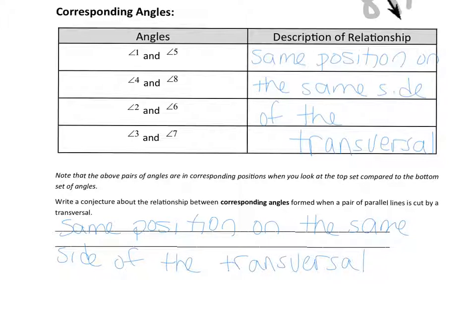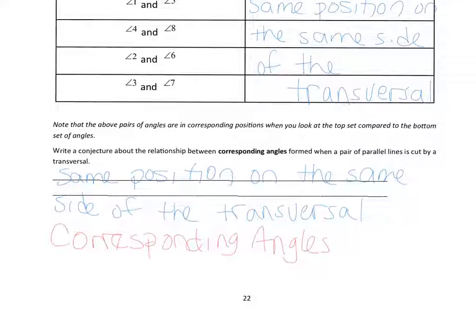This now means that corresponding angles are congruent, meaning if you know one of them, you know the other one. So if you know 1, 5 will have the same measure. If you know 4, 8 has the same measure. If you know 6, 2 has the same measure, and if you know 7, 3 has the same measure.